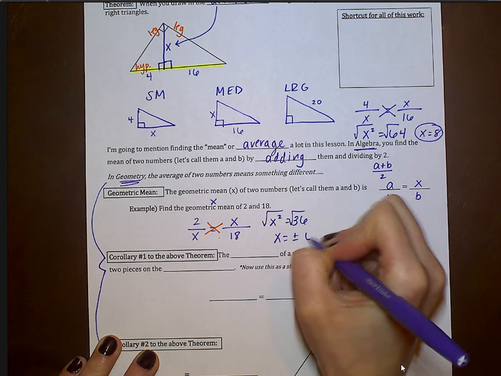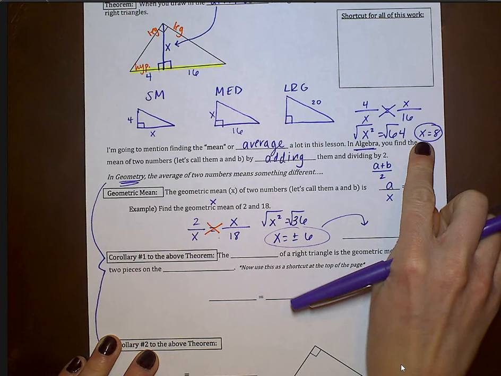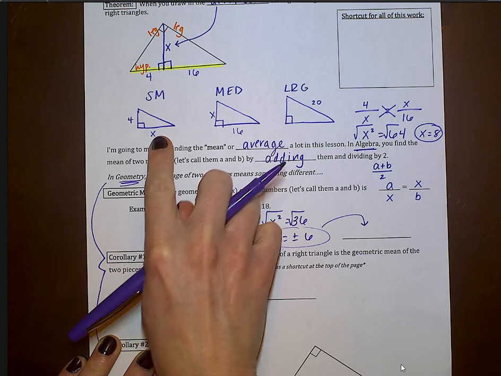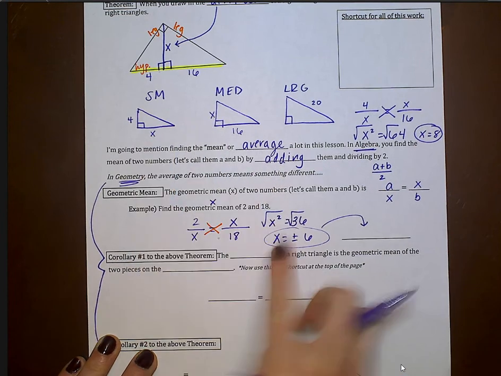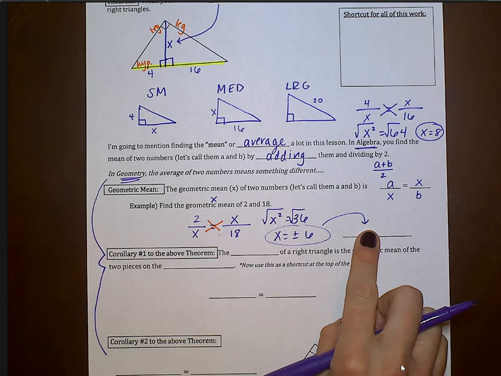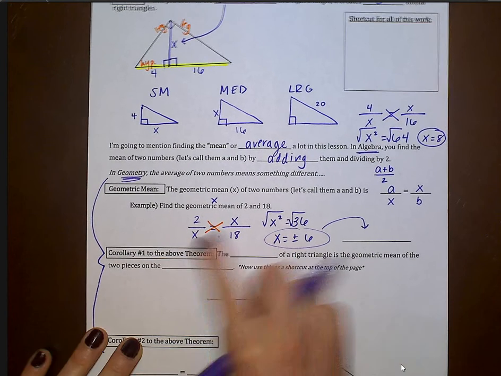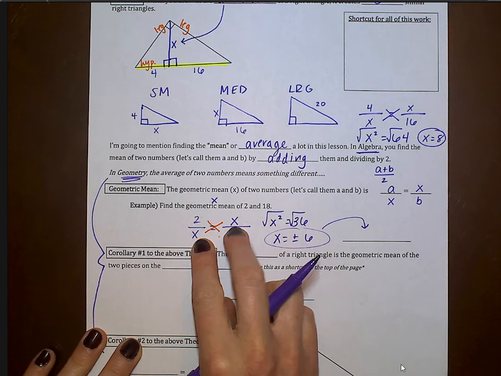This guy has 2 answers, people. This guy did not, because -8 doesn't make sense for this side length. But just in a math problem for the sake of math, a negative answer is fine. So the geometric mean would be positive and -6. That number can slide into that slot and make the proportion true.